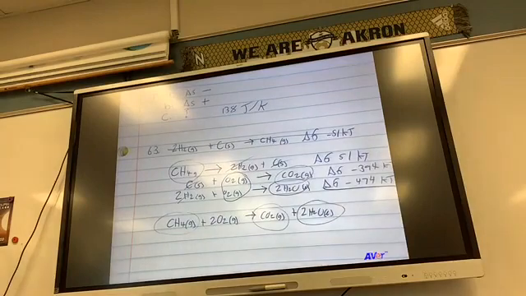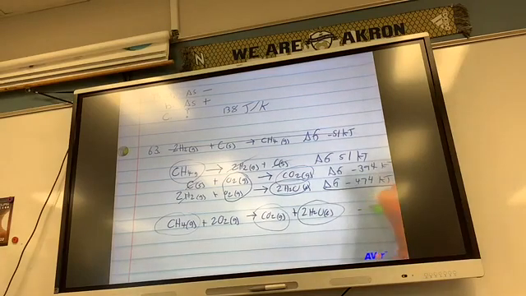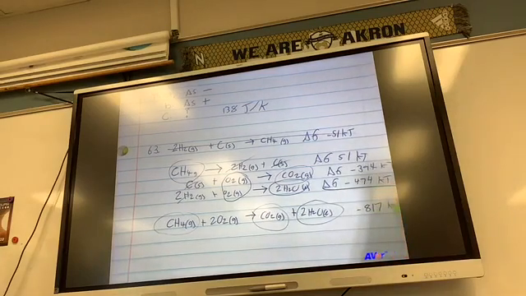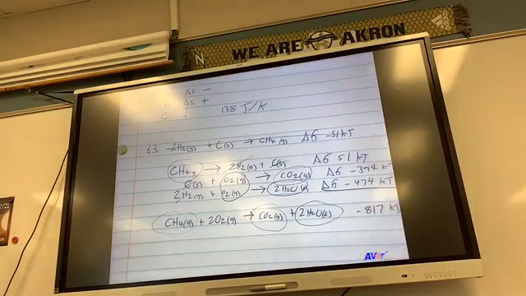Add them up. So when I add those up, I have 51 plus negative 394 plus negative 474. That gives me negative 817 kilojoules per mole. Let's see if that's right. 63. Yep, that's right. So that was just Hess's law.